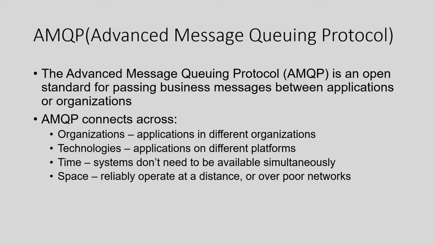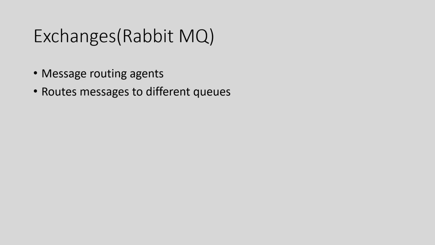So AMQP connects across organizations, applications in different organizations, applications on different platforms, and systems don't need to be available simultaneously. And space, they reliably operate at a distance or over poor networks. Exchanges: a message routing agent routes messages to different queues.